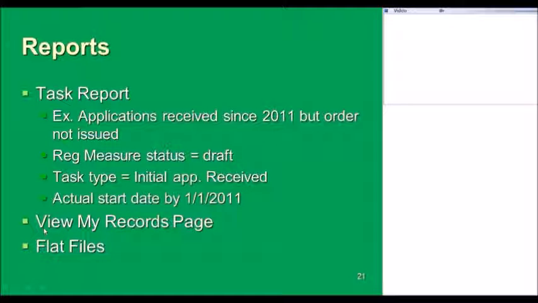The other places you can see this information are the View My Records page. So if you wanted to see what tasks you had upcoming that were assigned to you, you can use that page. And then the files also have task information.